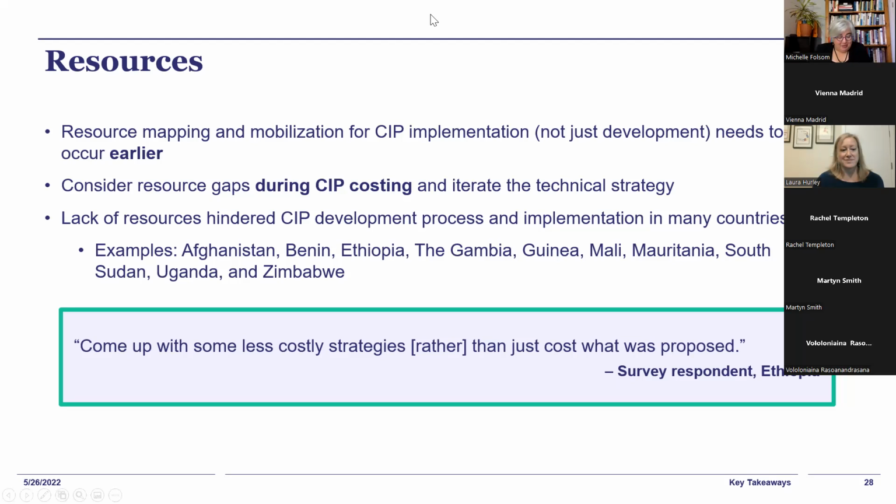We need to consider what the resource gaps are during that costing period, and we have to iterate the technical strategy. And that's that feedback loop I was mentioning earlier. And a lot of countries, there's a long list here, their process of developing the CIP was really hindered by a lack of resources, and whether that impacted participation or execution, it's kind of on both ends. But it's a big endeavor to take on a CIP, but I think everybody's feeling pretty confident it's well worth it in the end.